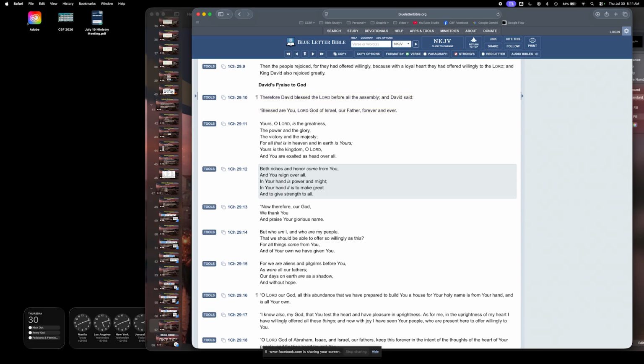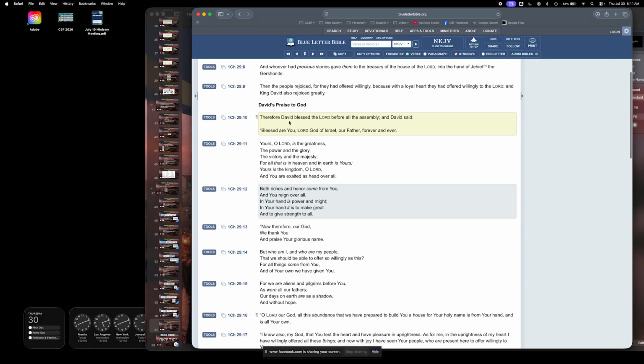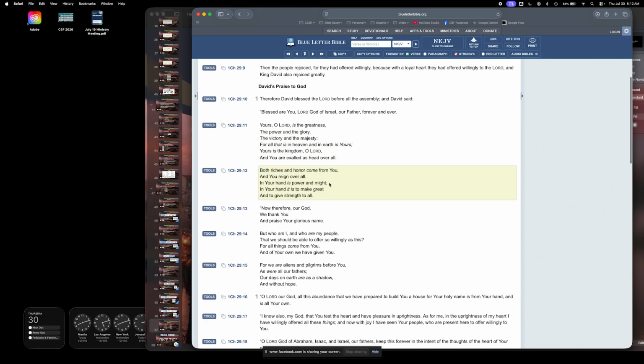Let's back up to this key title, at least to give us a little bit of background. Therefore, David blessed the Lord before all the assembly. David said, "Blessed are you, Lord God of Israel, our Father, forever and ever. Yours, O Lord, is the greatness, the power, the glory, the victory, the majesty. For all that is in heaven and earth is yours. Yours is the kingdom, O Lord. You are exalted as the head over all. Both riches," here's our verse, "and honor come from you. And you reign over all. In your right hand is power and might. In your hand it is to make great and to give strength to all."